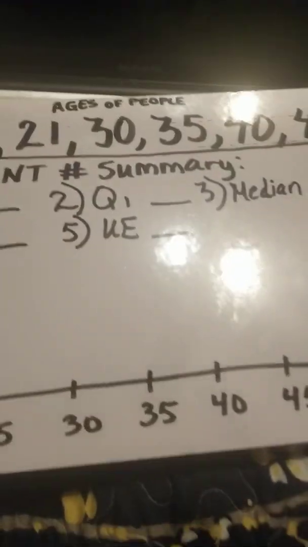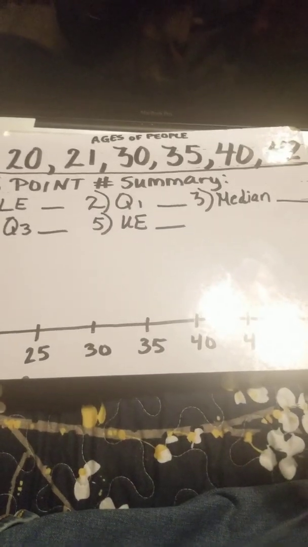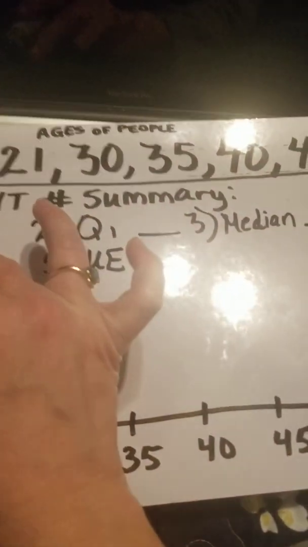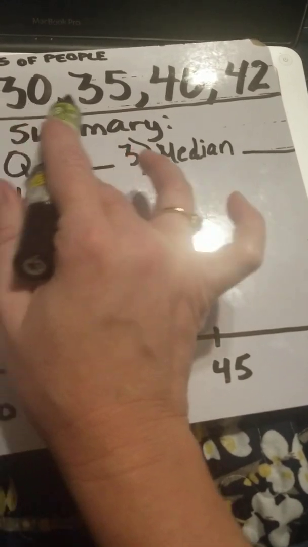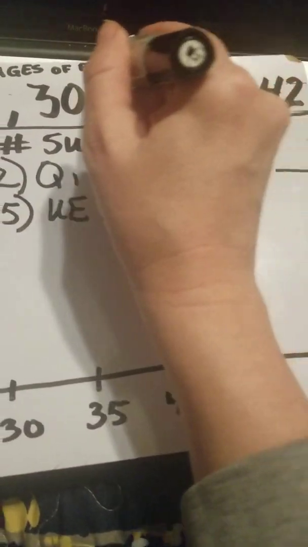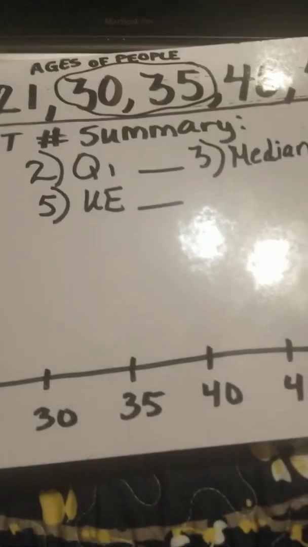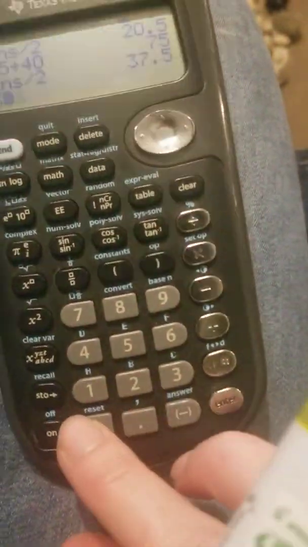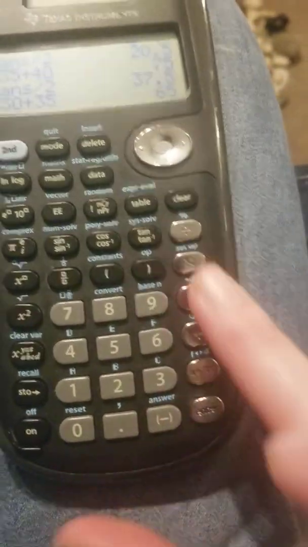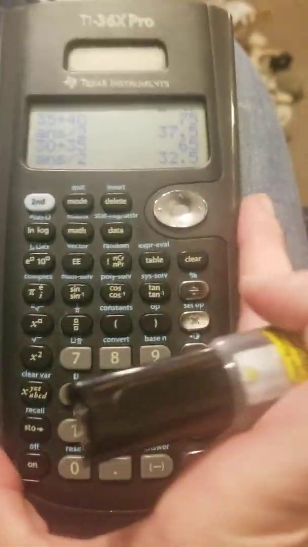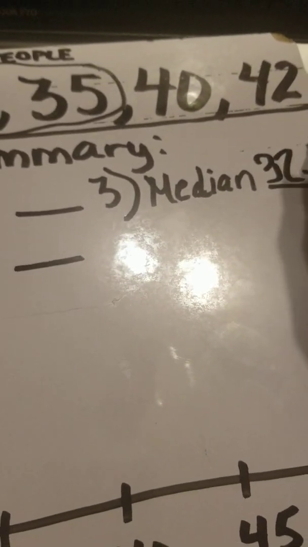So let's look at if we have an even number. 1, 2, 3, 4, 5, 6. The most important thing is you order them from least to greatest. We've already done that. So let's find the median. The median would be 30 and 35. There's two medians, so we have to find the average. Again, use our calculator: 30 plus 35, enter, divide by 2, enter, 32.5. So that's your median.